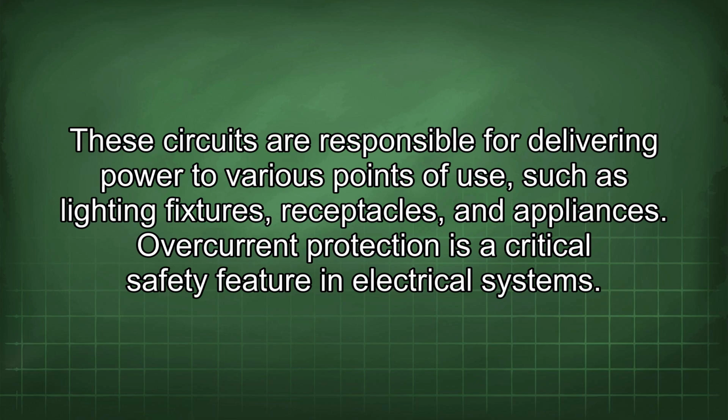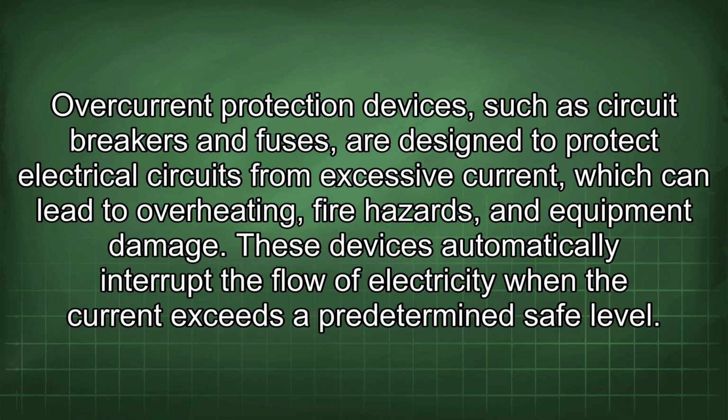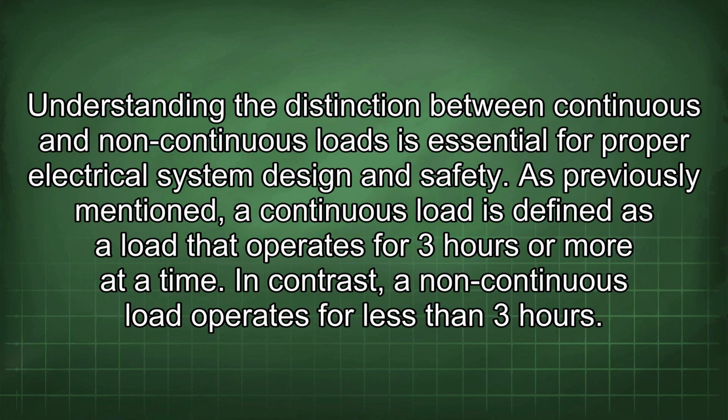appliances. Overcurrent protection is a critical safety feature in electrical systems. Overcurrent protection devices, such as circuit breakers and fuses, are designed to protect electrical circuits from excessive current, which can lead to overheating, fire hazards, and equipment damage. These devices automatically interrupt the flow of electricity when the current exceeds a predetermined safe level. Understanding the distinction between continuous and non-continuous loads is essential for proper electrical system design and safety.